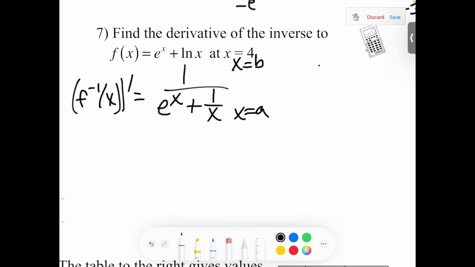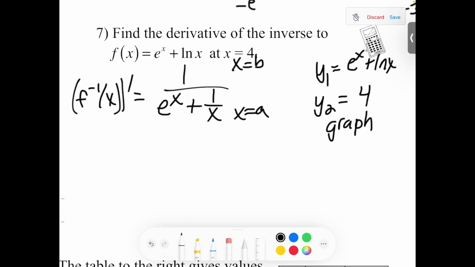So what you can do is in y1, we can type our original function, e to the x plus ln x. And in y2, we're going to type in 4. And then you're going to hit the graph button. You're going to make sure that where the two graphs intersect actually shows up on the graph. And then you're going to hit second, calculate, and go down to number 5, which is intersect. And you're going to calculate that intersection point.